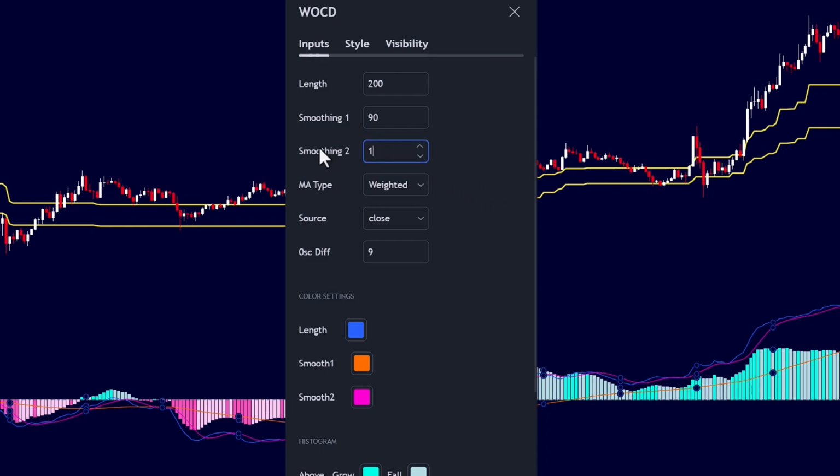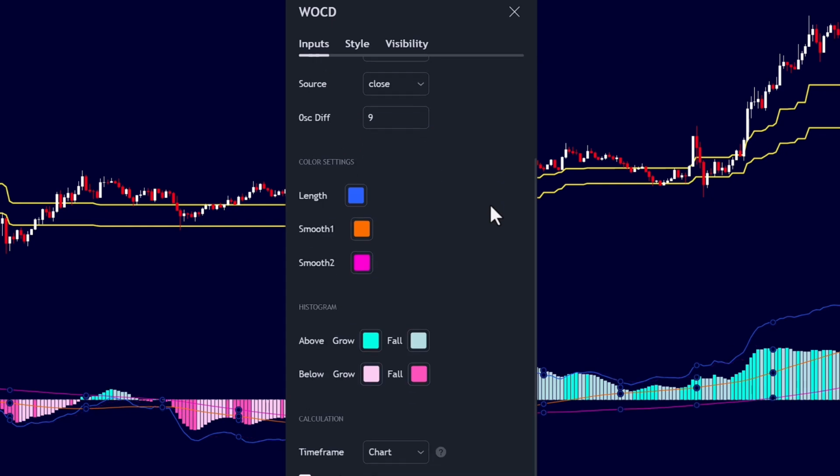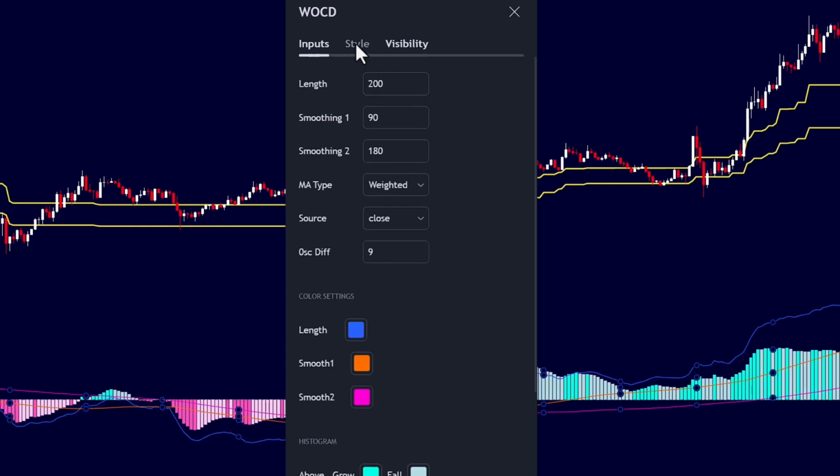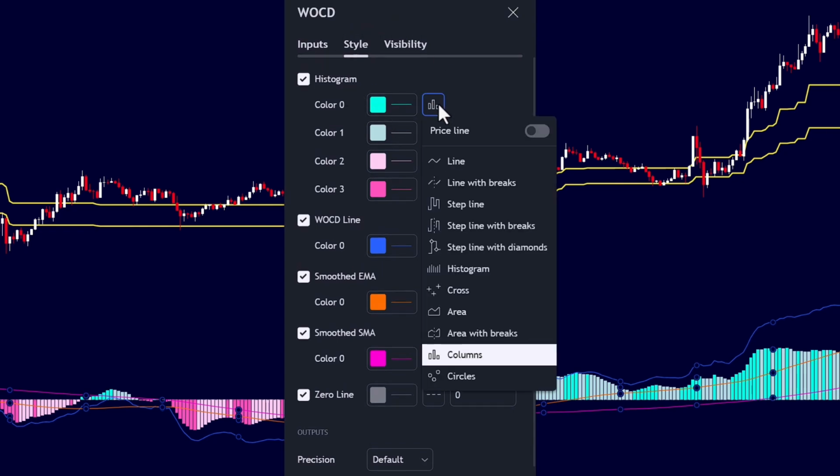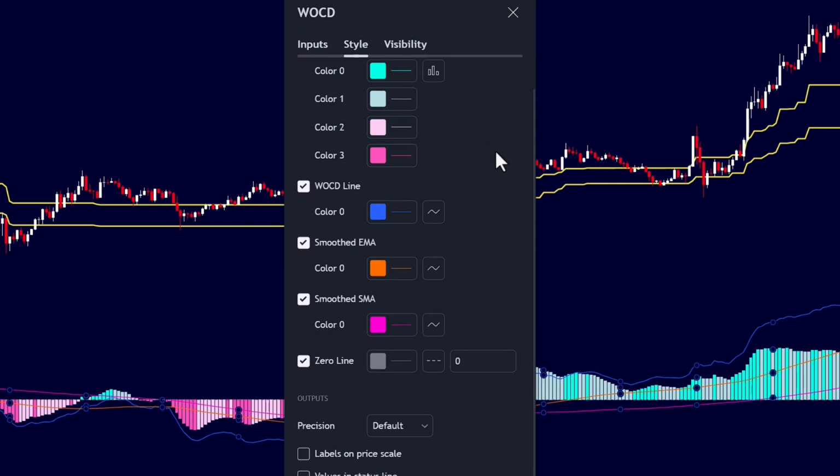Then set smoothing 2 to 180. This further refines the signals, balancing sensitivity and stability. After adjusting the inputs, switch to the Style tab. Here, change the histogram display option to columns. This makes the data easier to read at a glance.